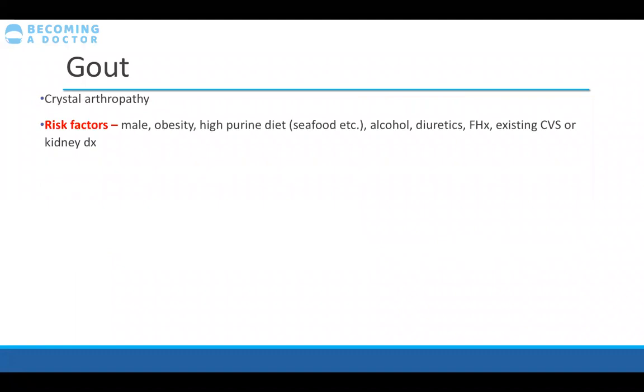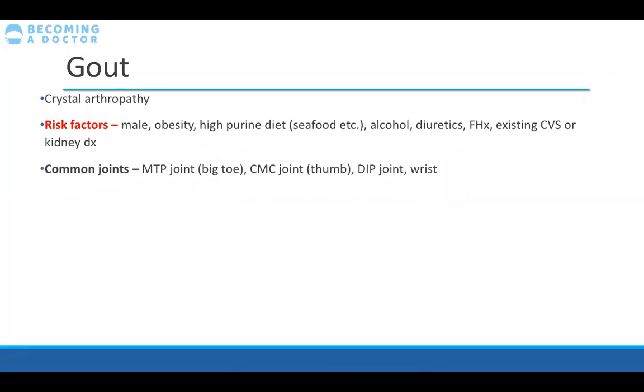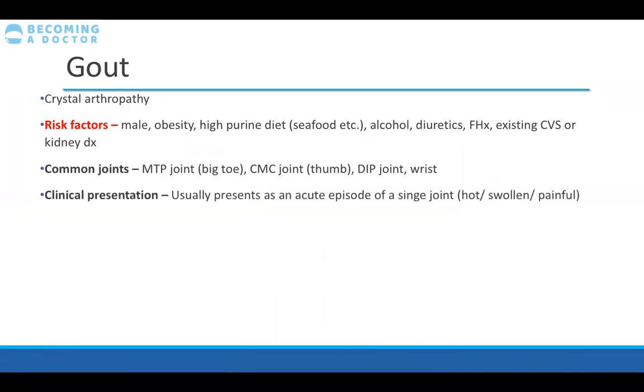So gout is a crystal arthropathy. Risk factors include male sex, obesity, high purine diet such as seafood, meats, alcohol, diuretics, family history, and existing cardiovascular and kidney disease. So they've got a lot of risk factors. It'd be useful if you just memorize like 3-4 of them. Common joints are the MTP joint, the CMC joint, your distal interphalangeal joint, and the wrist.